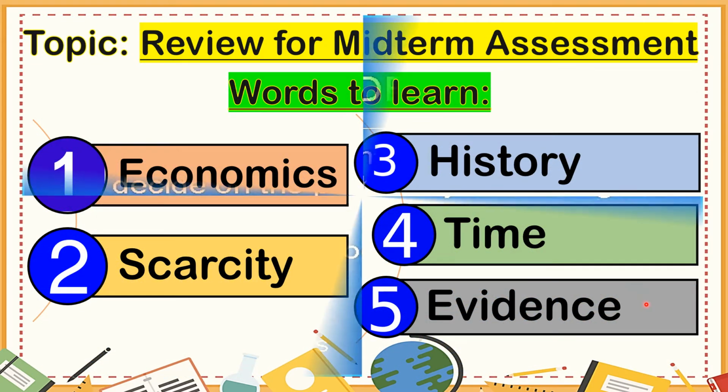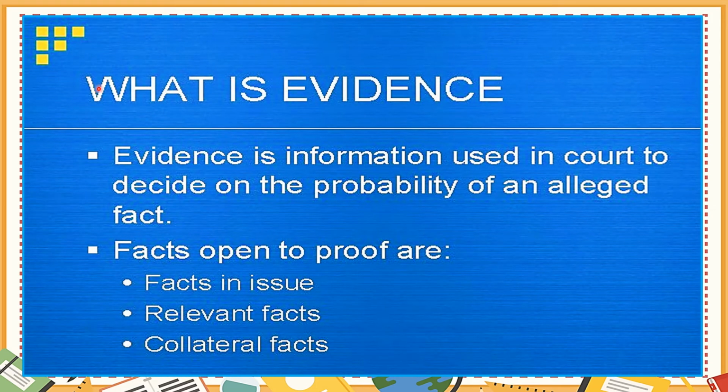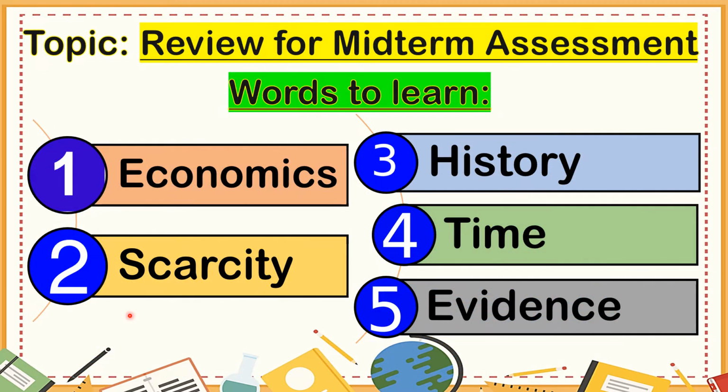Next, class, evidence. So, what is evidence? Evidence is information used in court to decide on the probability of an alleged fact. Facts open to proof are facts in issue, relevant facts, and collateral facts. So, class, evidence basically means proof that you are telling the truth, that you are stating the facts. These are the 5 words that we are going to encounter all throughout our review discussion. Let's read again: economics, scarcity, history, time, and evidence.